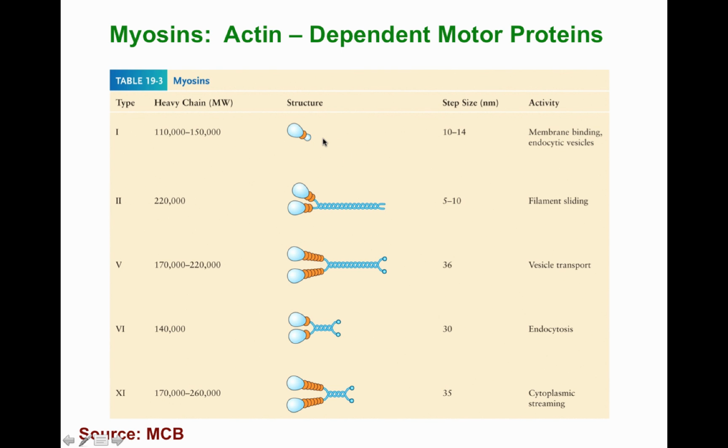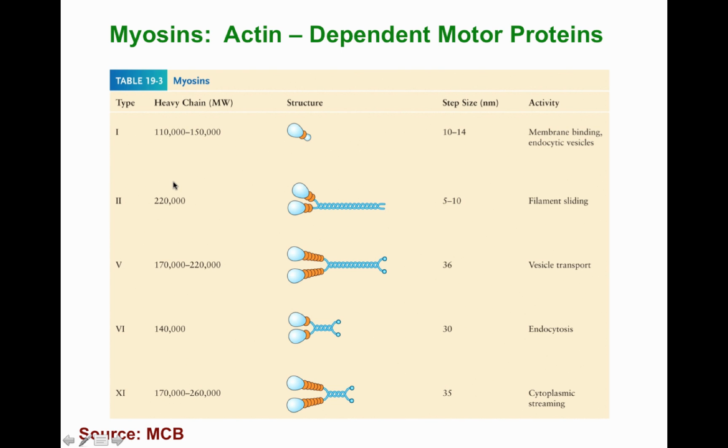And the particular Myosin 1 has membrane binding activity, so it could be bound to the membrane or to endocytic vesicles, and in that way this little motor is used to move those vesicles or the membrane along the actin tracks.